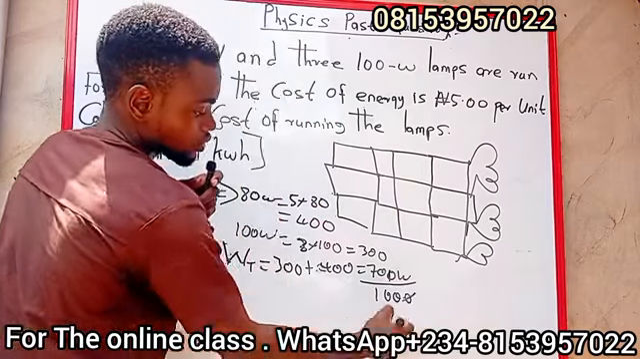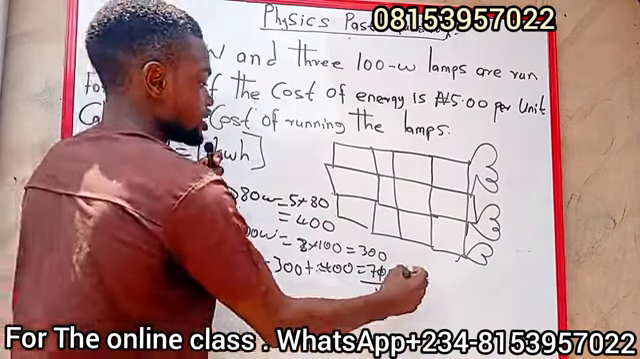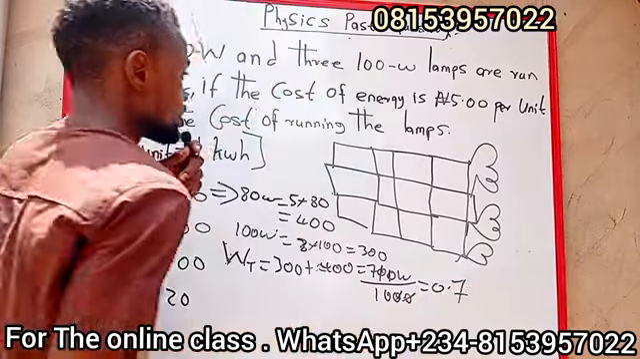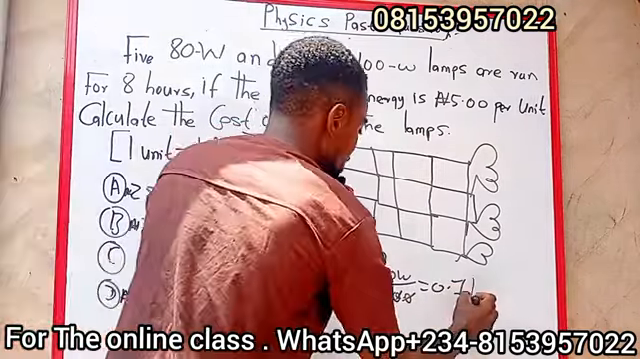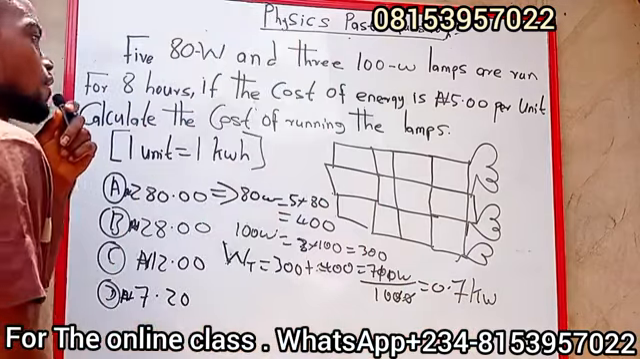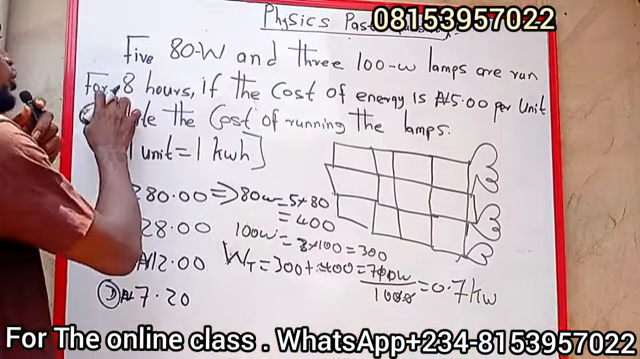Now, to get kilowatts, you divide by 1000. This cancels this, this cancels this. 7 over 10 is going to give us 0.7. Now, this we have gotten to be in kilowatts.